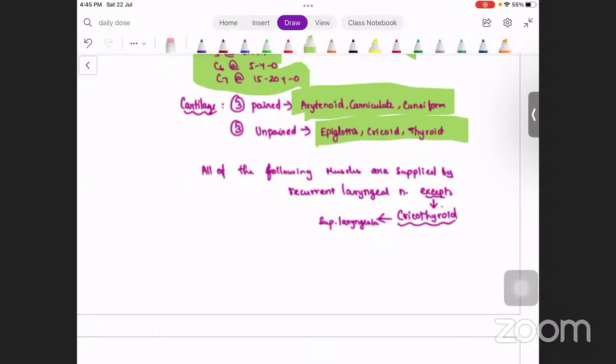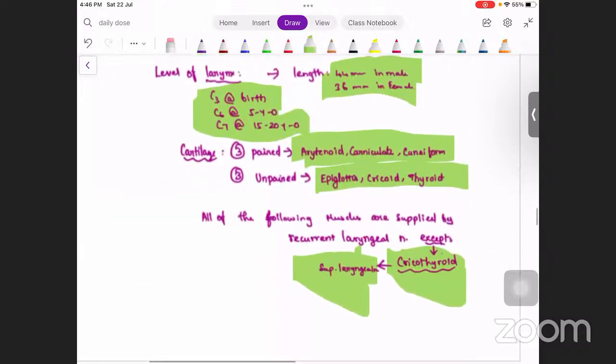All of the following muscles are supplied by the recurrent laryngeal nerve except cricothyroid. Classical MCQ. Cricothyroid is supplied by the superior laryngeal nerve. Another important MCQ: what are the paired cartilages? Arytenoid, corniculate and cuneiform. What are the unpaired ones? Epiglottis, cricoid and thyroid. And the level of larynx at 15 to 20 years old is C7.